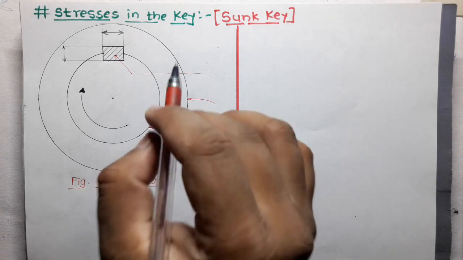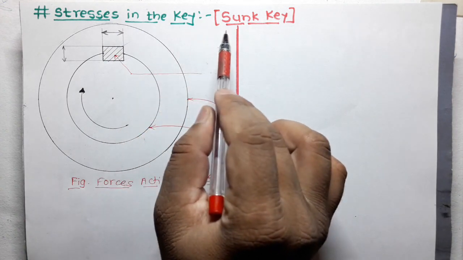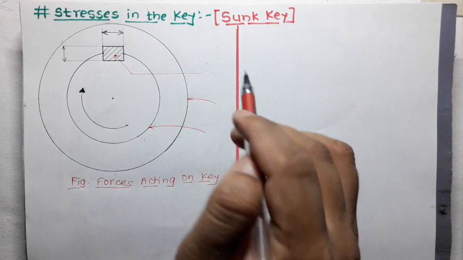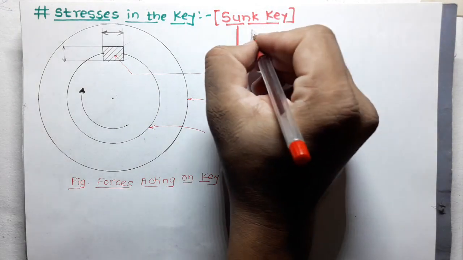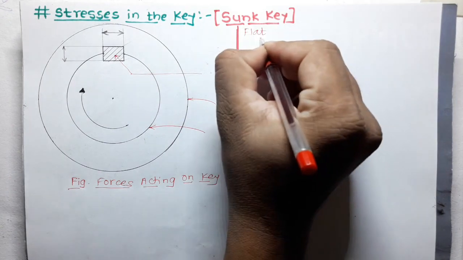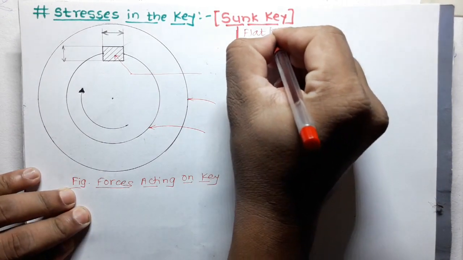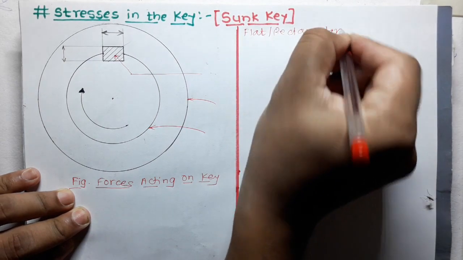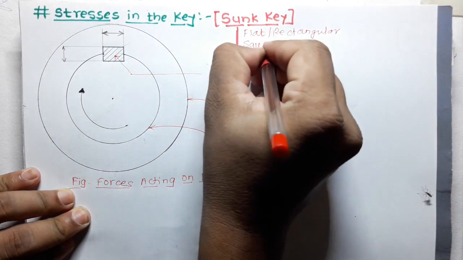In this lecture, we will talk about the stresses in the key. More particularly, I'm going to talk about the stresses in the sunk key. As we know, there are two types of sunk key: either the key may be flat, which is also called rectangular, or the key may be square.